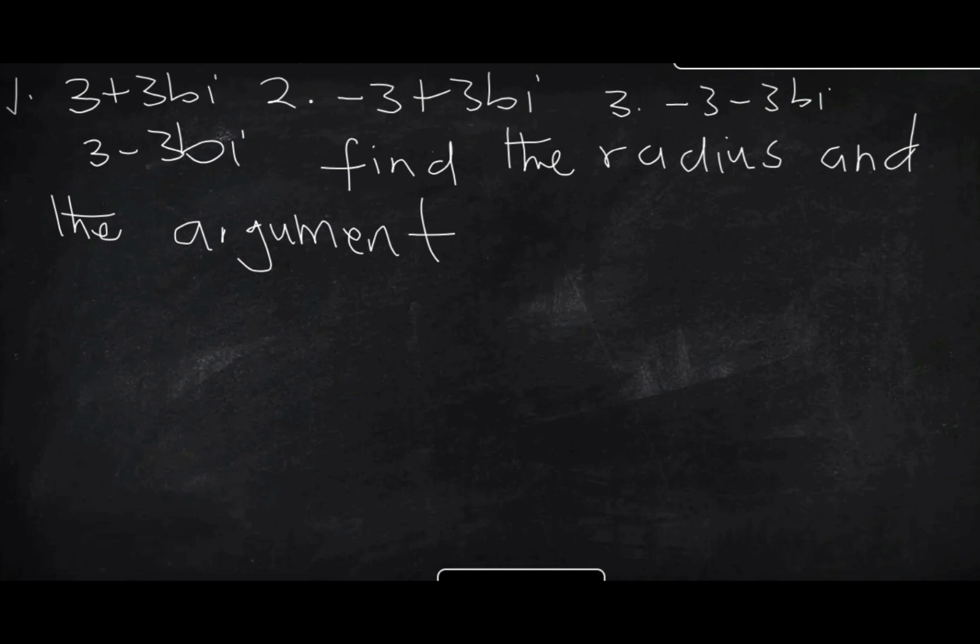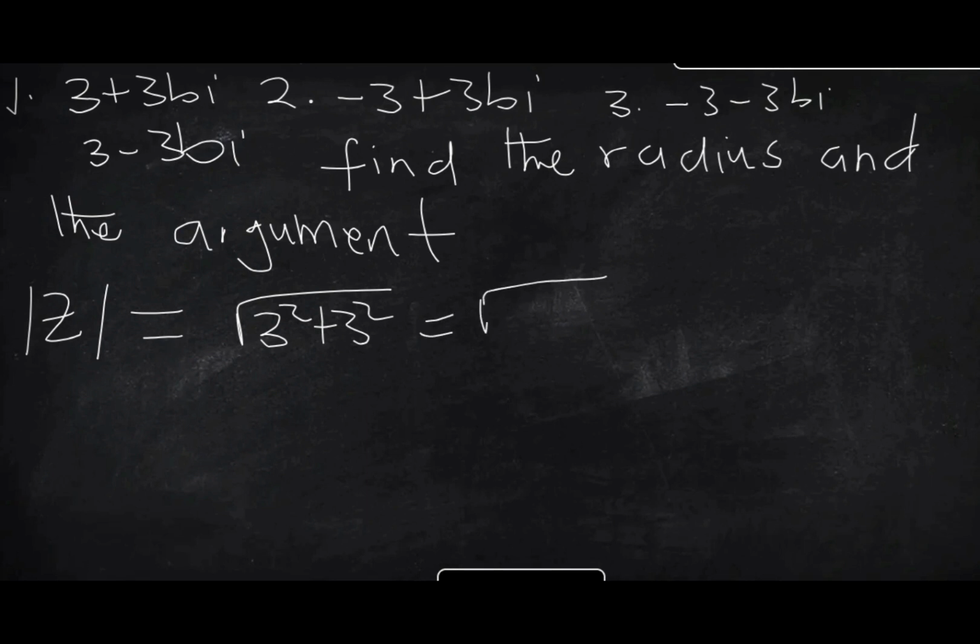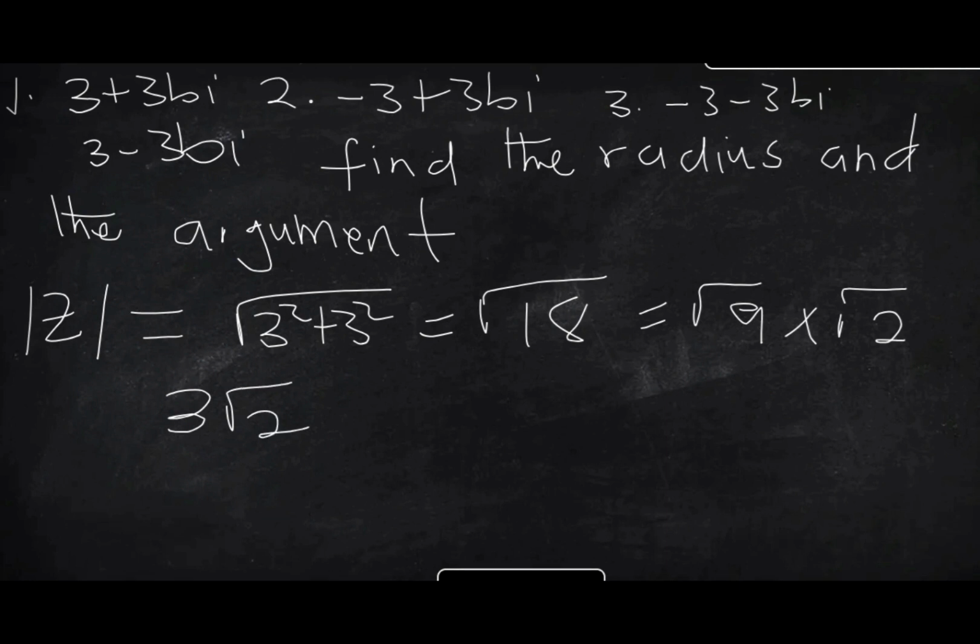since they all have the same values, the magnitude of this is going to be the same. So to find the magnitude of z becomes square root of 3 squared plus 3 squared, which is square root of 18. That gives square root of 9 times square root of 2. Square root of 9 is 3 and square root of 2 is still square root of 2. So that gives 3 root 2. Let's compute the angle.